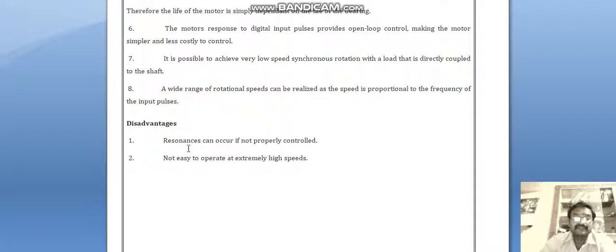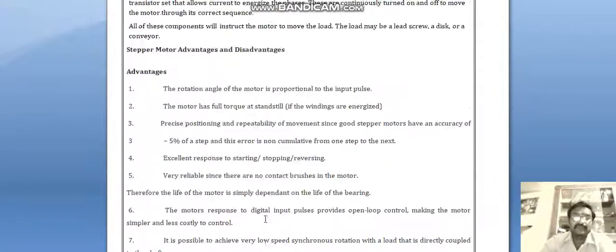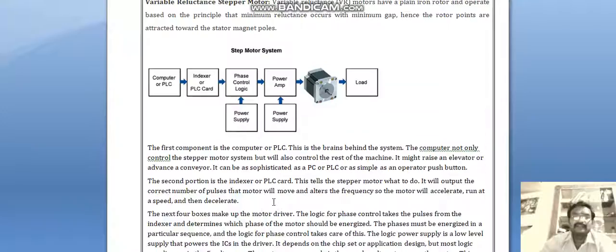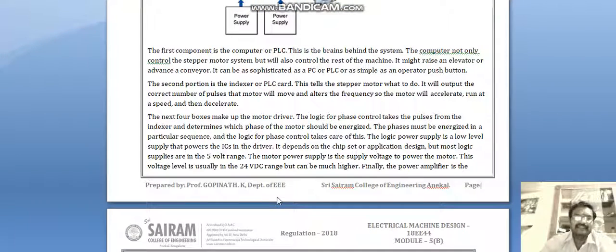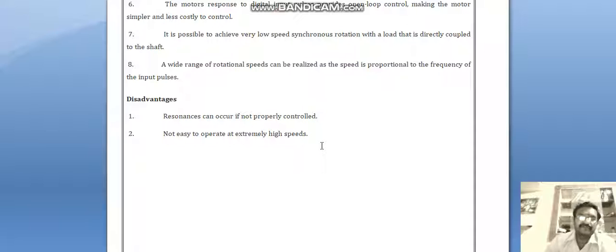Disadvantages: resonance can occur if not properly controlled, and it is not easy to operate at extremely high speed. These are the main disadvantages of stepper motors. Stepper motors give step signals to devices like robotics, where we use them, and some other things. Thank you.